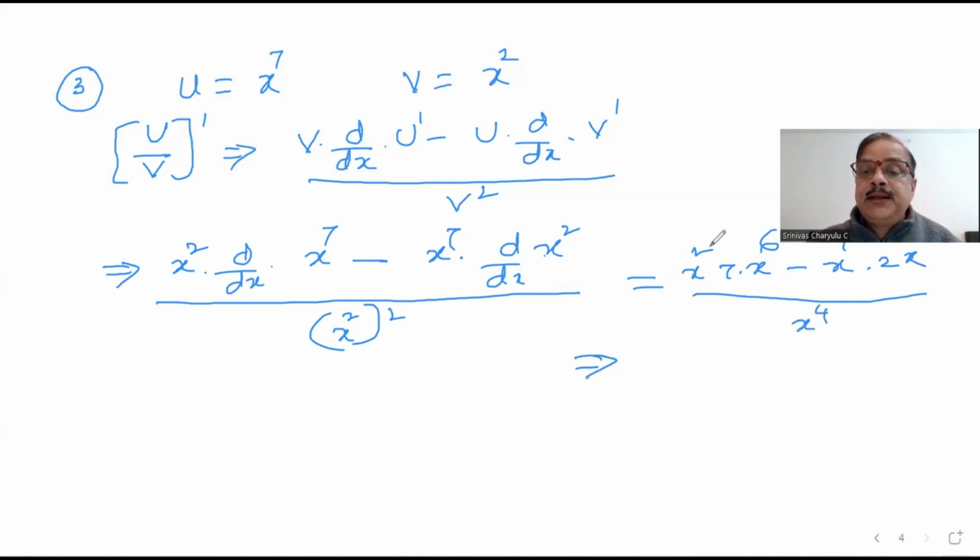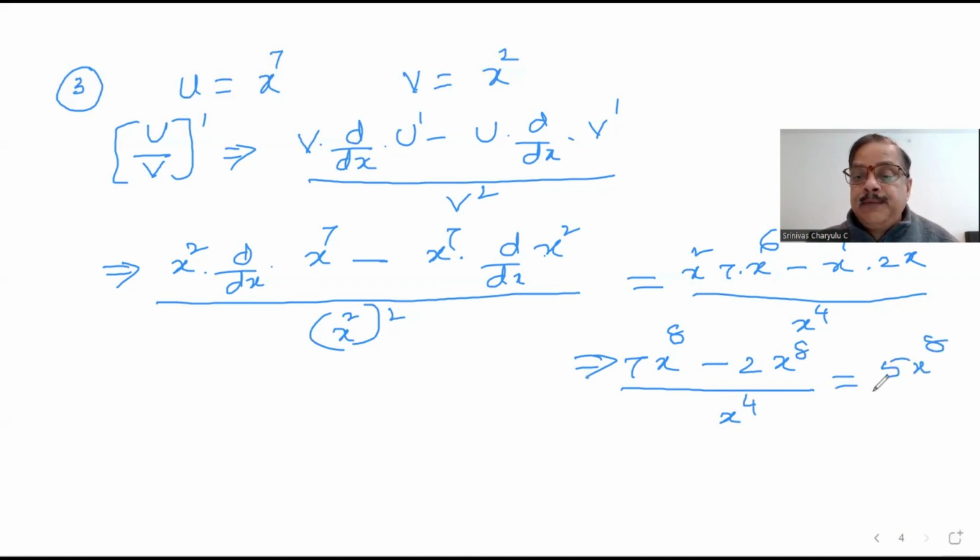So here x square into x6, by the theory of indices, will become x to the power of 8. So 7 x to the power of 8 minus, here x to the power of 7 into x to the power of 1, again x to the power of 8, so 2 x to the power of 8, divided by x to the power of 4. 7x8 minus 2x8, you can subtract. That becomes 5x8 divided by x4. So 5x8 divided by x to the power of 4 is nothing but 5x to the power of 8 minus 4, or 5x4.